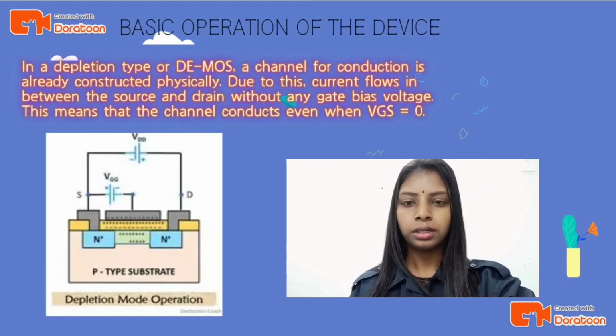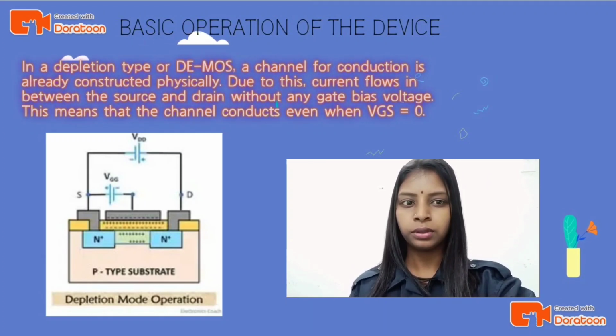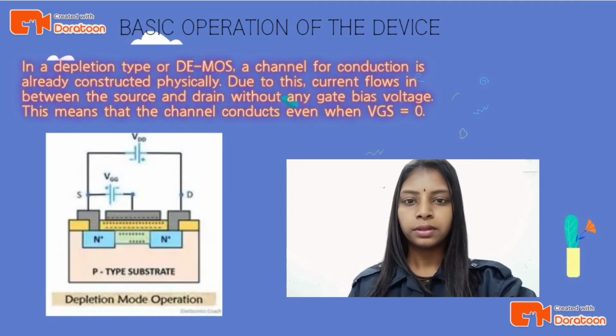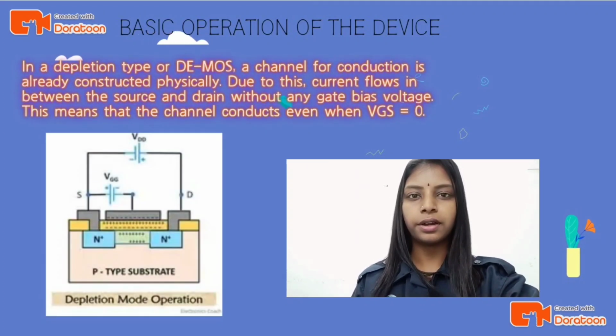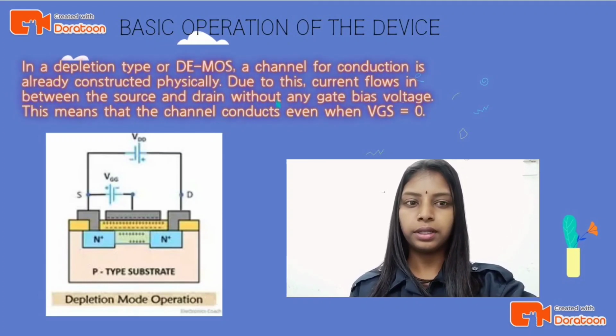In the depletion MOSFET, when the gate potential is made negative with respect to the substrate, it causes repulsion of negative charge carriers out of the initially formed channel. This increases the channel resistance, which resultantly reduces the drain current. So, from the above discussion, we can conclude that in the depletion MOSFET, the more negative the gate voltage, the less the drain current that flows through the channel.